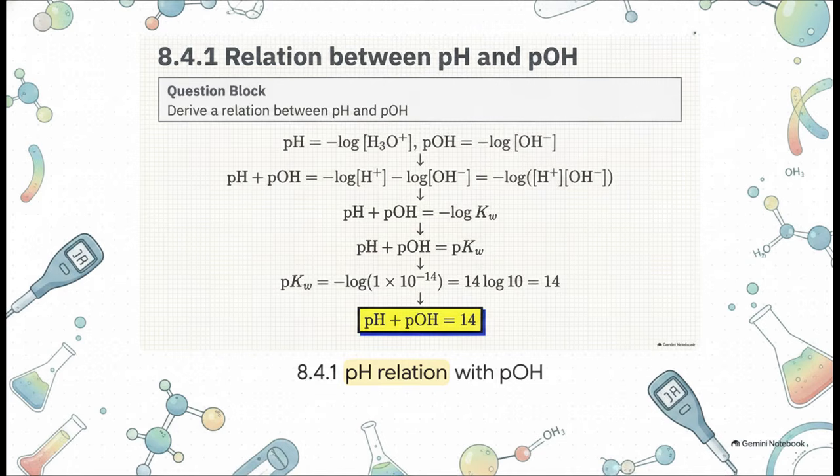pH equals negative log of H3O+ concentration. pOH equals negative log of OH- concentration. pH plus pOH equals negative log of H+ concentration minus log of OH- concentration, which equals negative log of H+ concentration times OH- concentration. pH plus pOH equals negative log of Kw. pH plus pOH equals pKw. pKw equals negative log of 1 times 10 to the power of negative 14, which equals 14 log 10, which equals 14. Therefore, pH plus pOH equals 14.